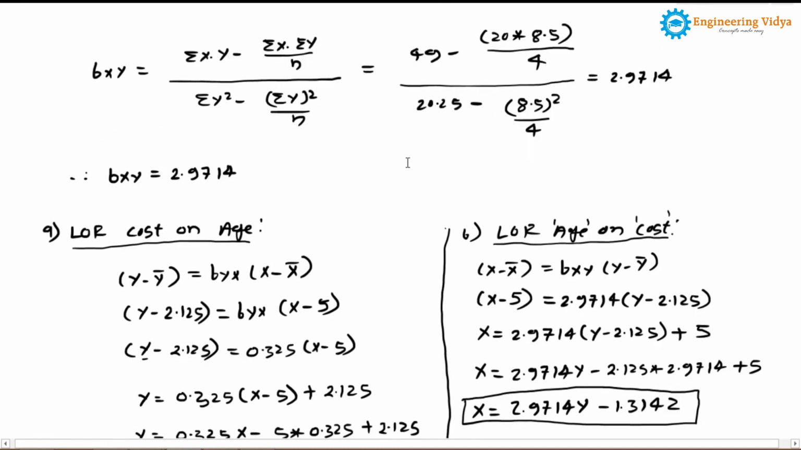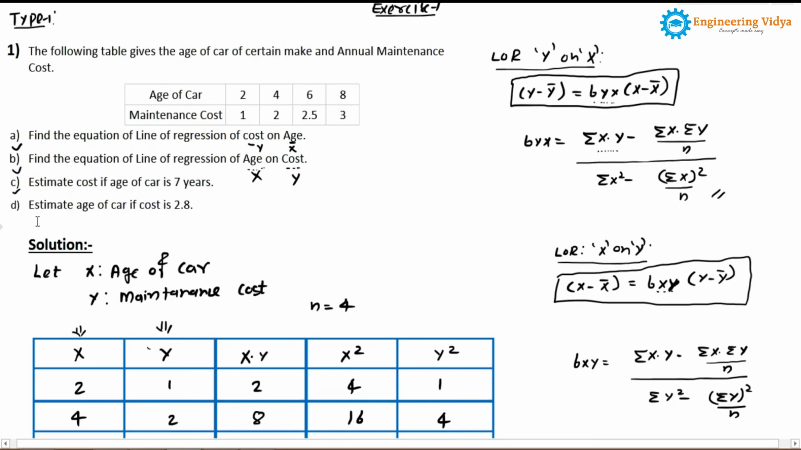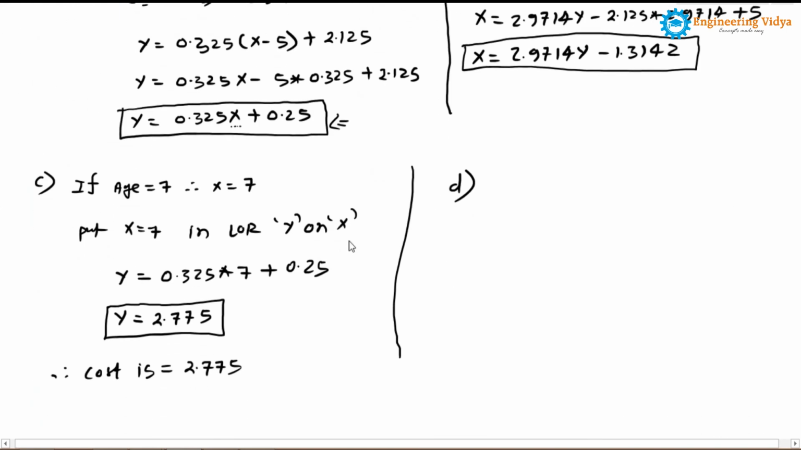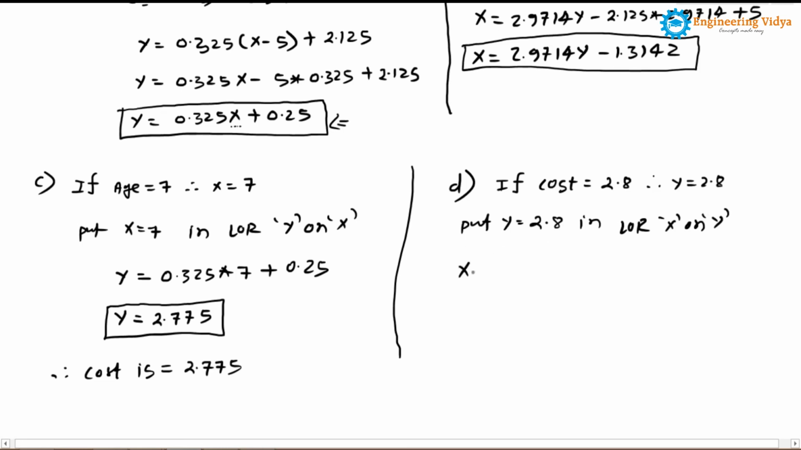In a similar way, we will see the last part also. In the last part they are saying to estimate the age, so we need to estimate x, and the cost is given as 2.8. Cost is y, so here y is given as 2.8. Now put y equal to 2.8 in the line of regression x on y. So here we can calculate x.